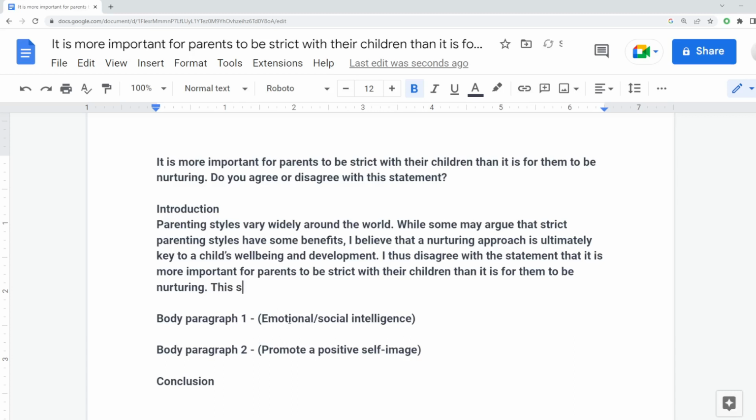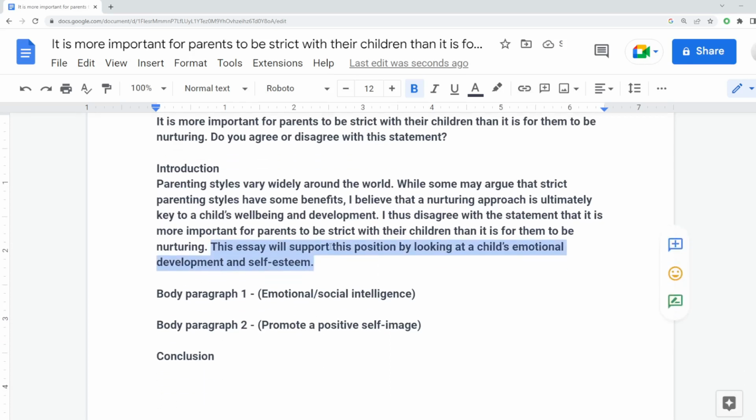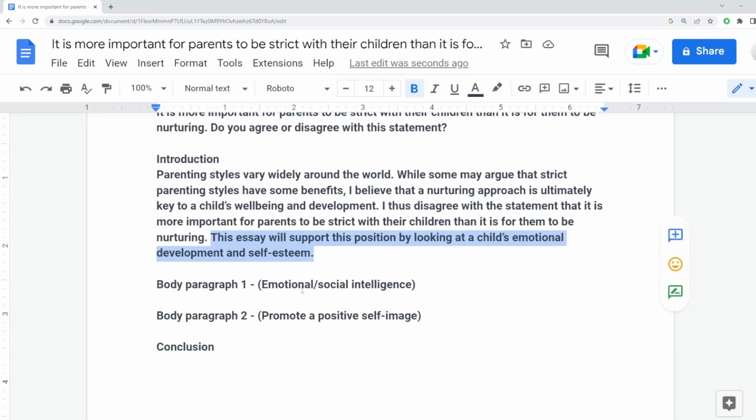Okay, so we might say something like, this essay will support this position by looking at a child's emotional development and self-esteem. Okay? Okay, so what we've done in this sentence is very clearly declared the next areas that we are going to bring up and examine in this essay.